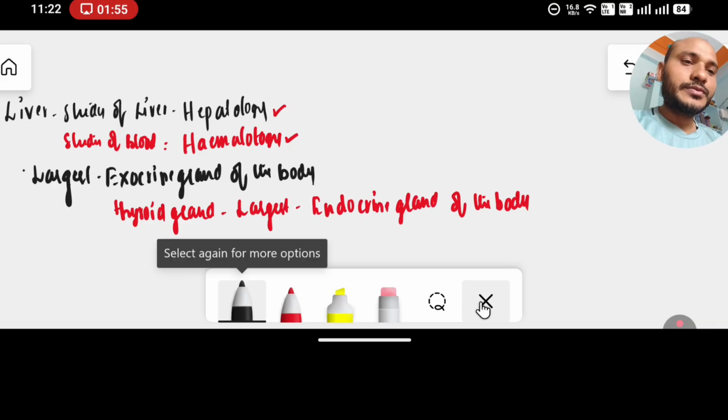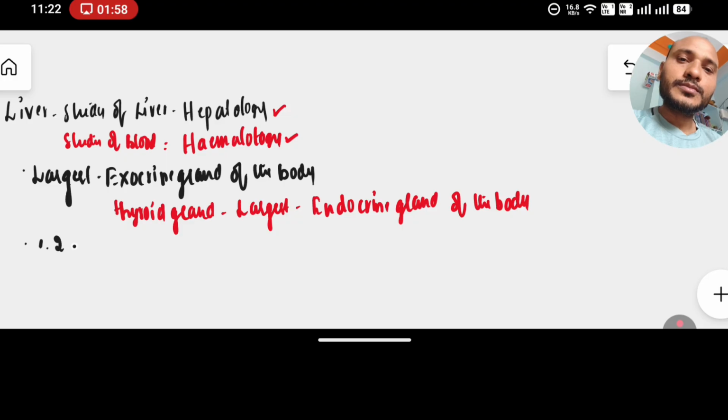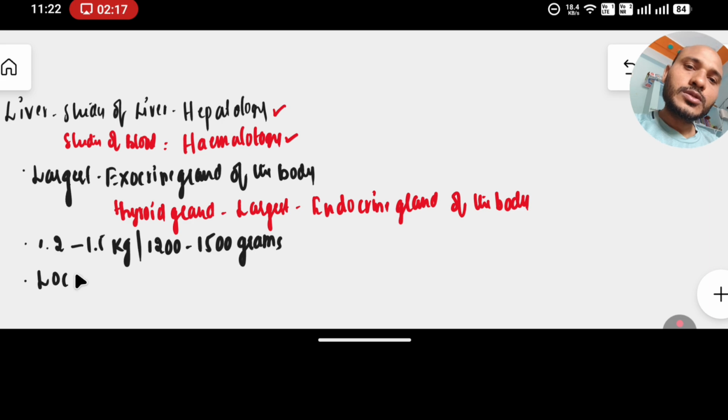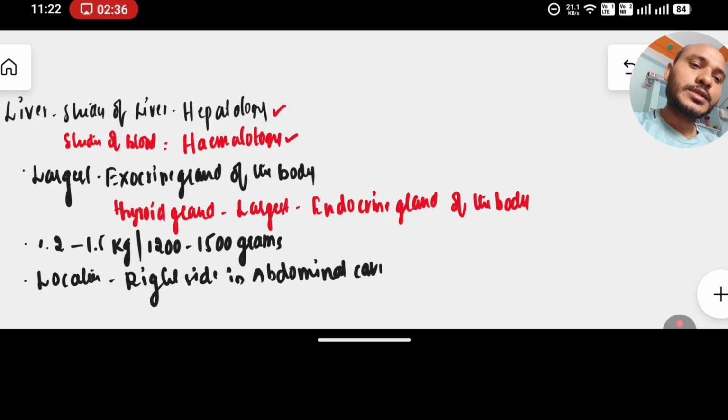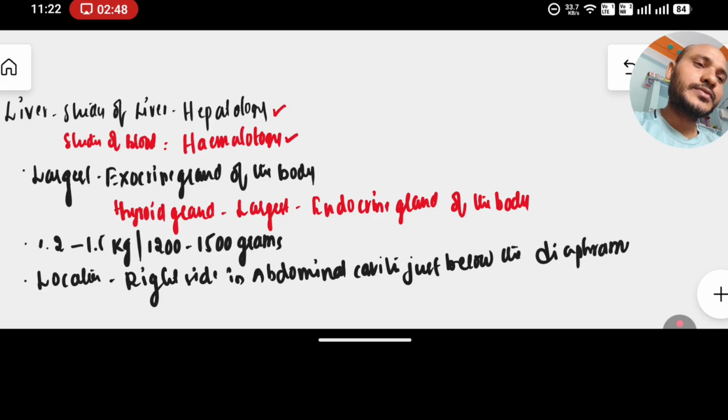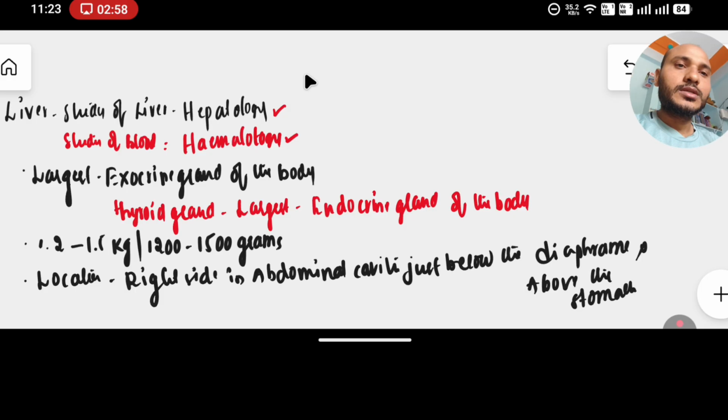The weight of the liver is 1.2 to 1.5 kg, or in grams, 1200 to 1500 grams. Location of liver: generally the liver is located on the right side in the abdominal cavity, just below the diaphragm and above the stomach. The liver originates from the endoderm.